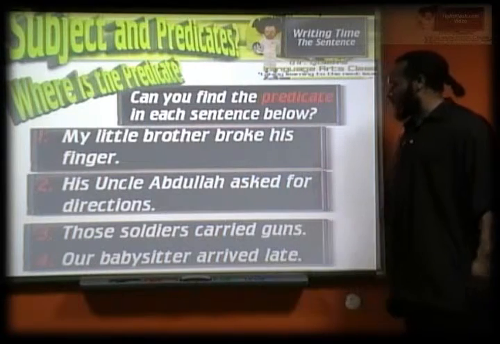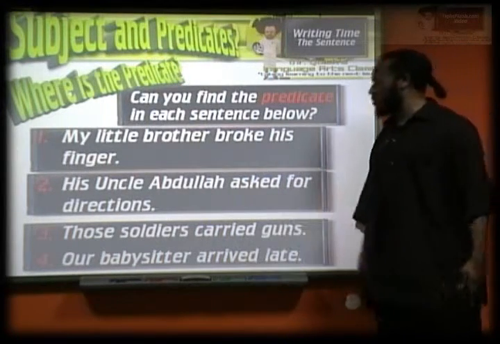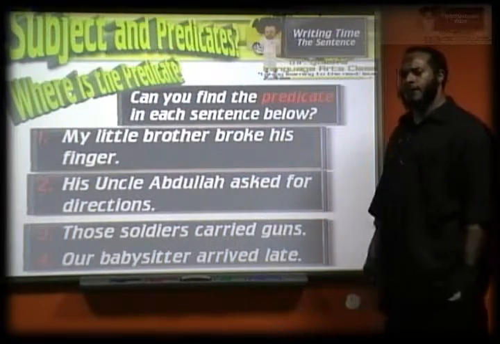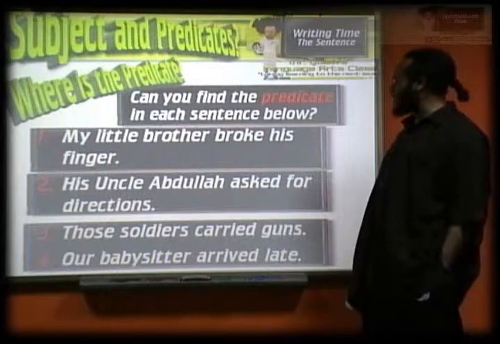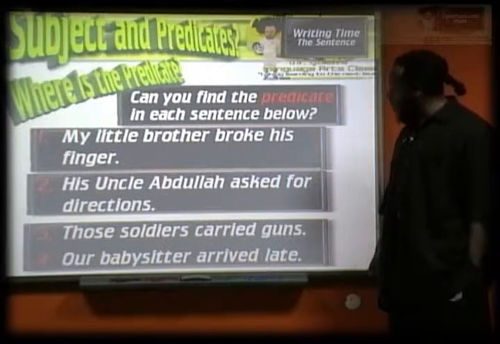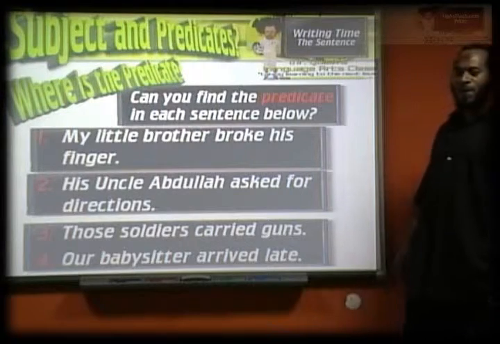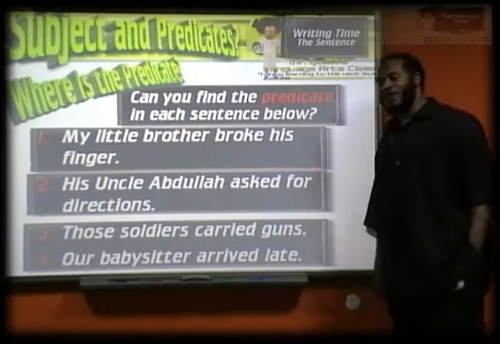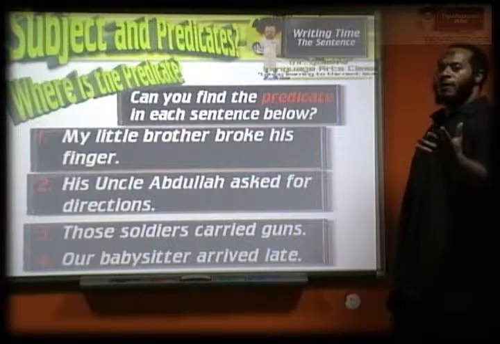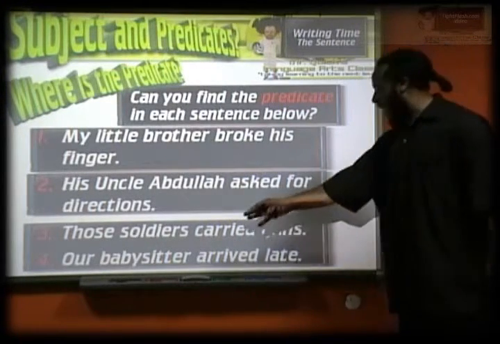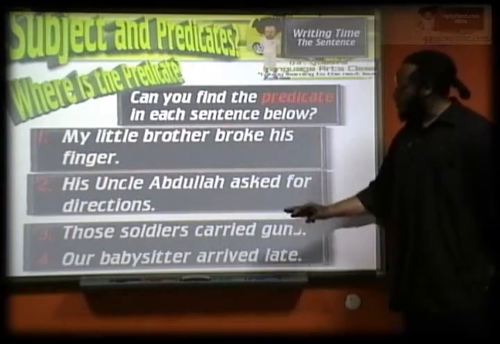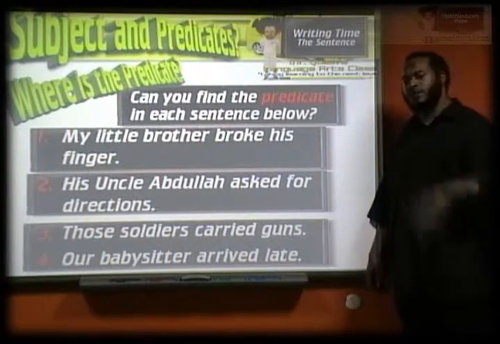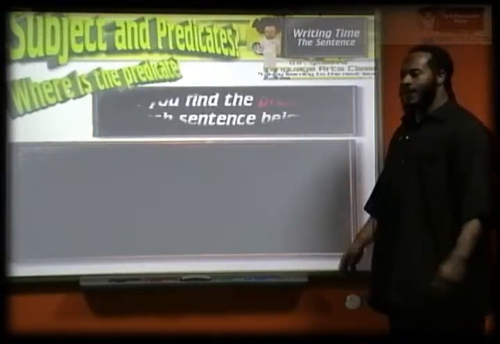Those soldiers carried guns, and here we go. Those soldiers, that's the subject, because we figured that out last time. What did they do? Oh, they carried guns. So maybe that's the predicate. I don't know. We'll see. Our babysitter arrived late, and of course we know previously that our babysitter is the subject, so arrived late, maybe it's the predicate. I don't know. Let's see here.